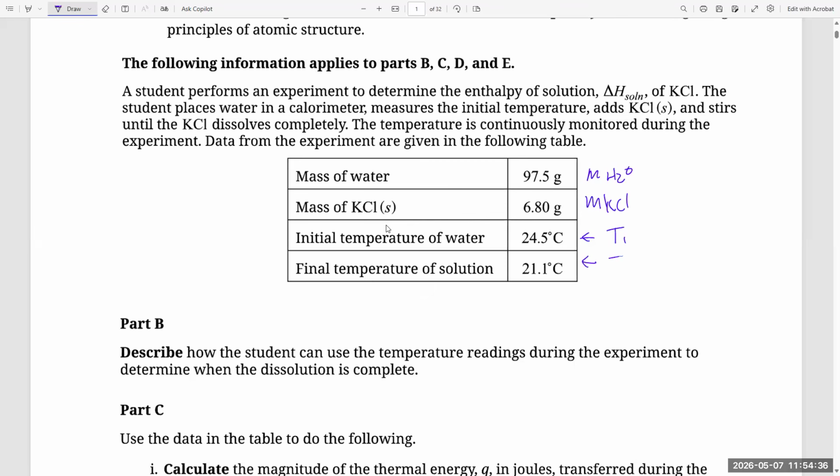What do we notice immediately, even before we continue with the question? We notice that the temperature has dropped. So since the temperature has dropped, the reaction has absorbed heat. So therefore, we're guessing it's endothermic. All right, so let's move on.